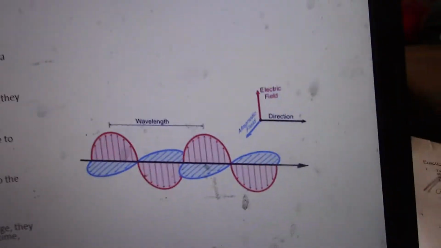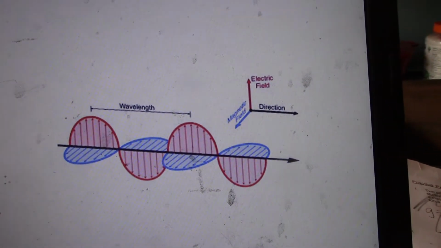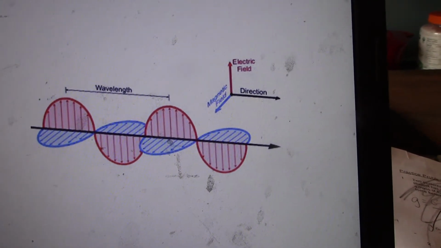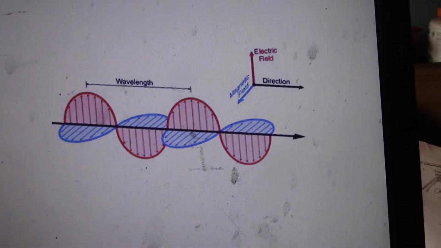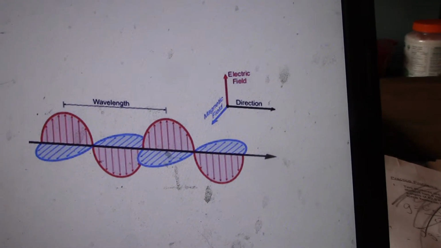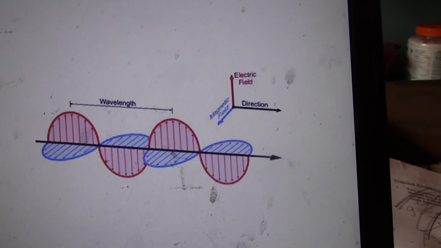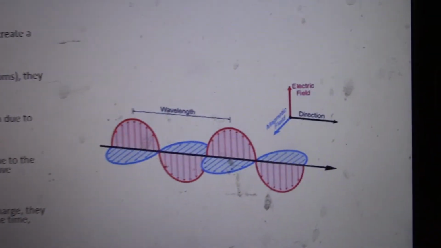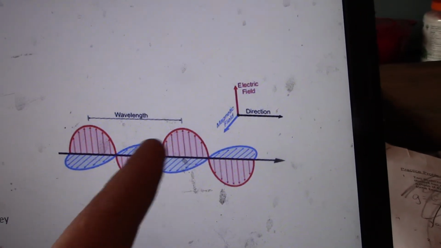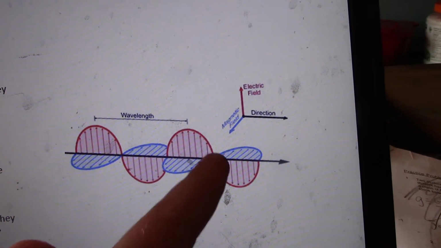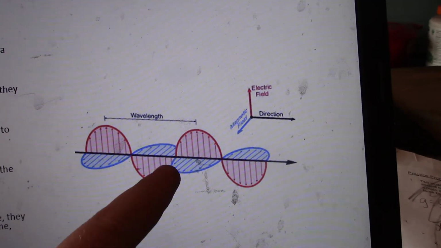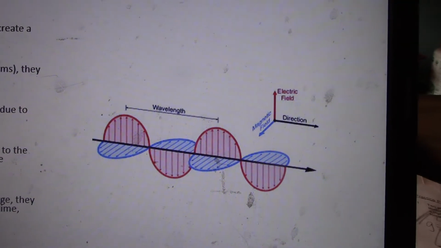So sunlight, ultraviolet radiation, any type of electromagnetic wave, like a radio wave, or a microwave that we use for communications, this is how it works. Electrons moving with a magnetic field in a perpendicular direction. So you can see the electric field and the magnetic force are in perpendicular directions.